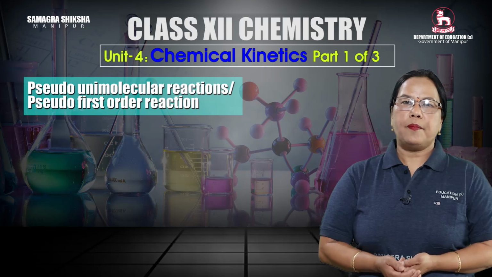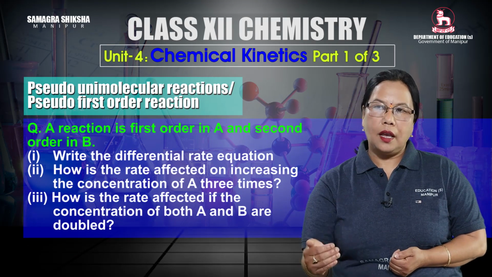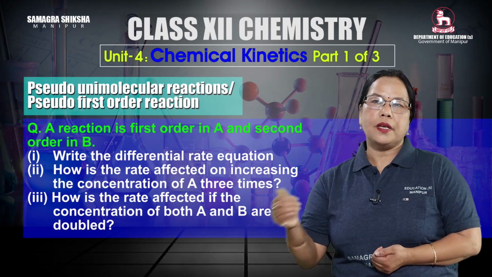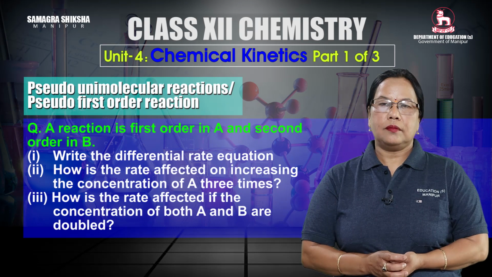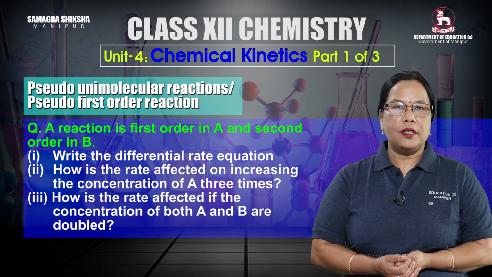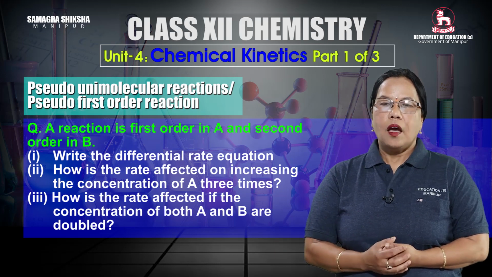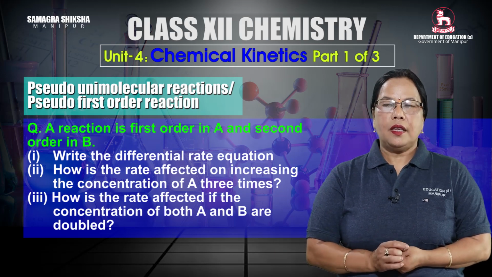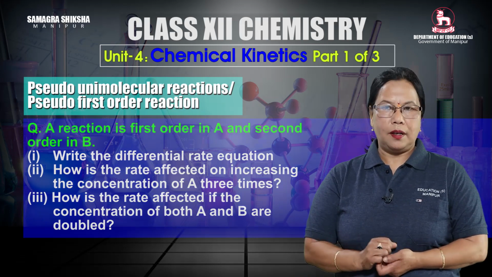Now let's have a problem. A reaction is first order in A and second order in B. Write the differential rate equation. How is the rate affected on increasing the concentration of A 3 times? How is the rate affected if the concentration of both A and B are doubled?